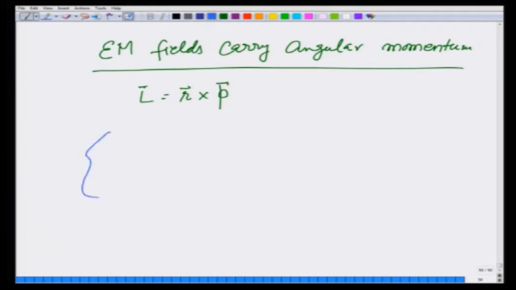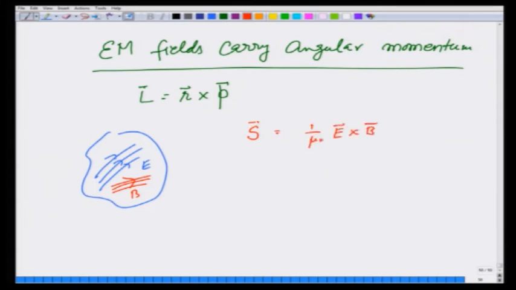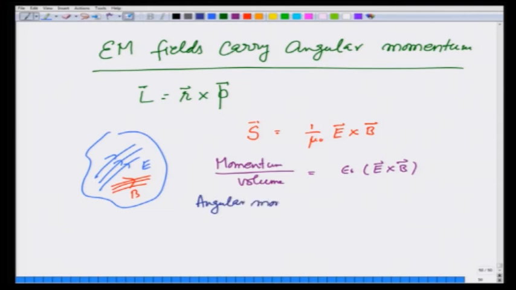So, if there are these electromagnetic fields E and B in a certain region, we have seen that S is 1 over mu 0 E cross B. The momentum content per unit volume is equal to epsilon 0 E cross B, and therefore, the angular momentum content per unit volume will be epsilon 0 r cross E cross B. Can this be true? Is this true? Again, we will show it through an example.